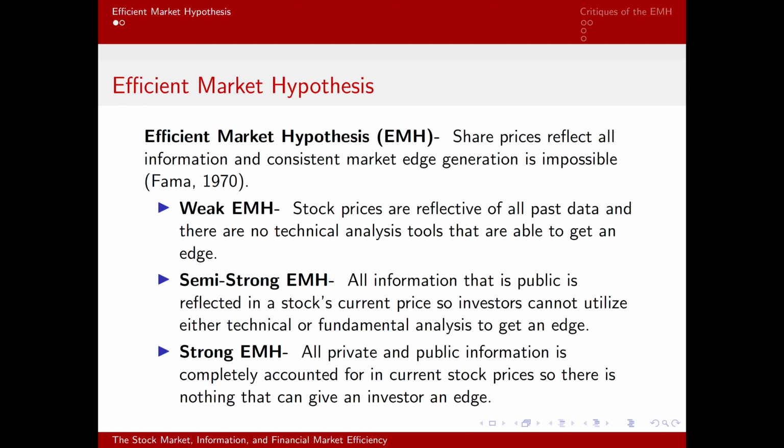And there's a couple different forms of the efficient market hypothesis. First is the weak form EMH, and that says that stock prices are reflective of all past data, and there is no technical analysis that is able to get you a market edge. So basically, all data that we have on the current share market price is publicly available and predicted in it. We don't have any information about the fundamentals of the company, but basically every single prior price is a data point, and all those data points lead to what the current price is.